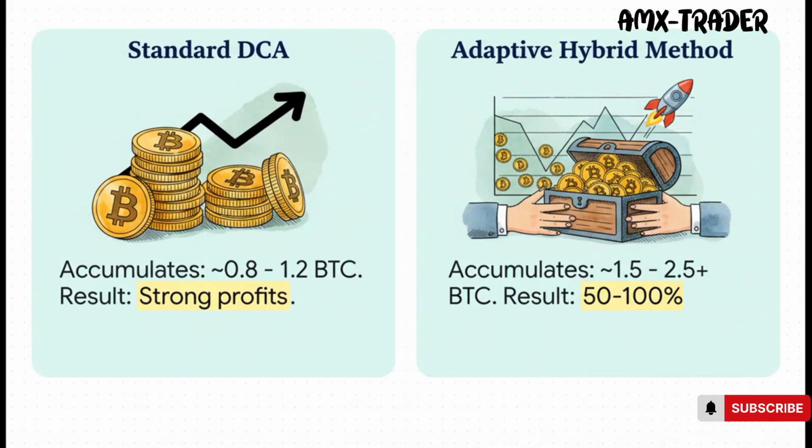Let's make this really concrete. Imagine you started buying Bitcoin right at the top in 2021. With a standard DCA plan, you might have ended up with about 1 Bitcoin today. And hey, that's a fantastic result. But with this adaptive hybrid method, by going in hard during the 2022 crash, you could have accumulated more than double that amount. We're talking massively higher returns, just by being smarter about when you deploy your cash.